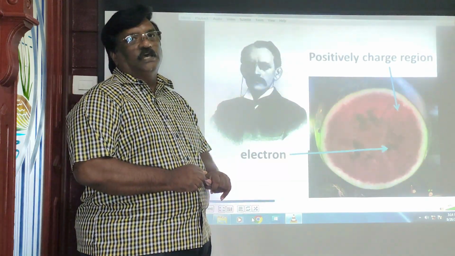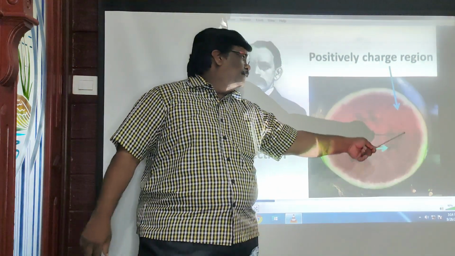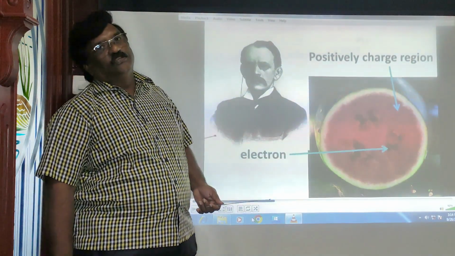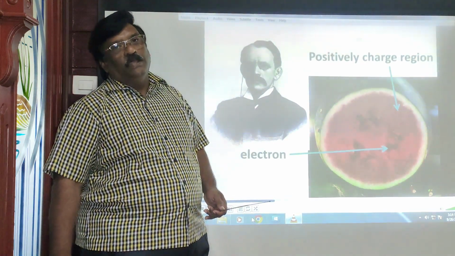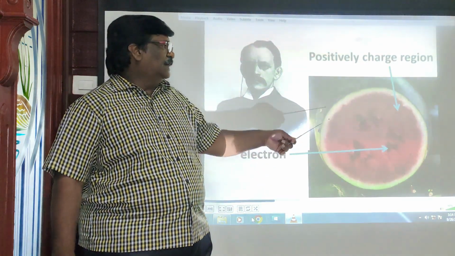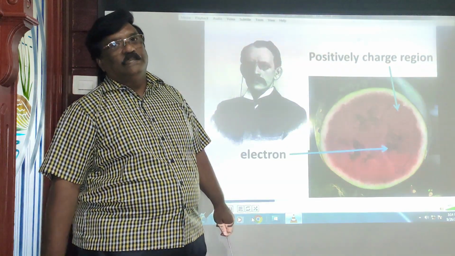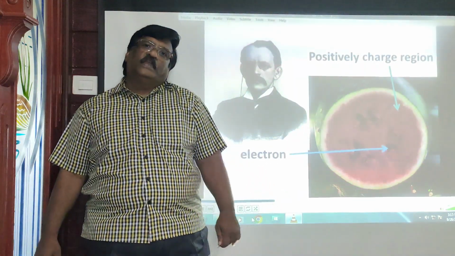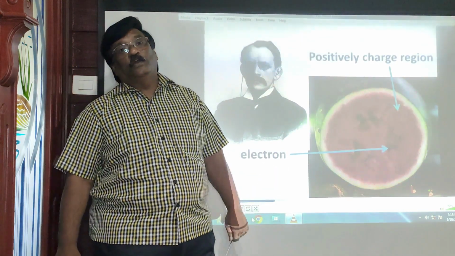We have all seen a watermelon. If we slice the watermelon, we see the red color region. In that red color region, we see black seeds. We are able to see the black seeds embedded on the red color region of the watermelon. So the red color part is considered to be the positive region of the atom where protons are present. And where are the electrons? He compares them to the seeds of the watermelon. They are the electrons in an atom. So this is J.J. Thomson's theory of the atomic structure.